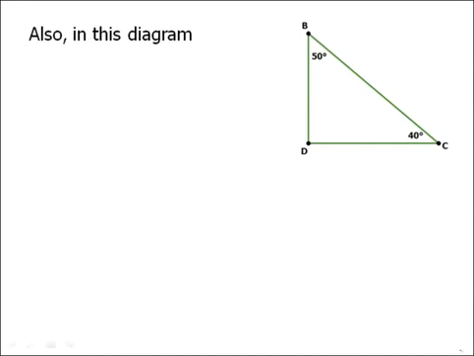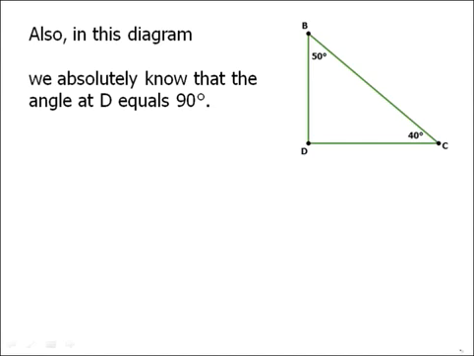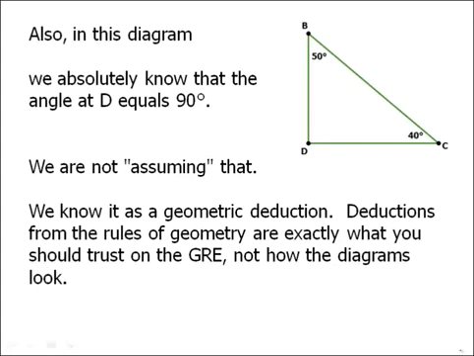Also in this diagram, we know we have a 40-degree angle and a 50-degree angle. Now we think about the theorem that says the three angles have to add up to 180 degrees. Well, 40 plus 50 is 90. 180 minus 90 is 90. So that means the angle at D has to be a 90-degree angle also. So that's something we can deduce. We're not judging how the picture looks. We're making a logical deduction. Logical deduction you can trust. If you arrive there by a logical deduction, you absolutely can trust it. So that's how we know in this particular diagram that it's 90 degrees. And it is not assuming. Because we know it as a geometric deduction, deductions from the rules of geometry are exactly what you should trust on the GRE, not how the diagrams look.